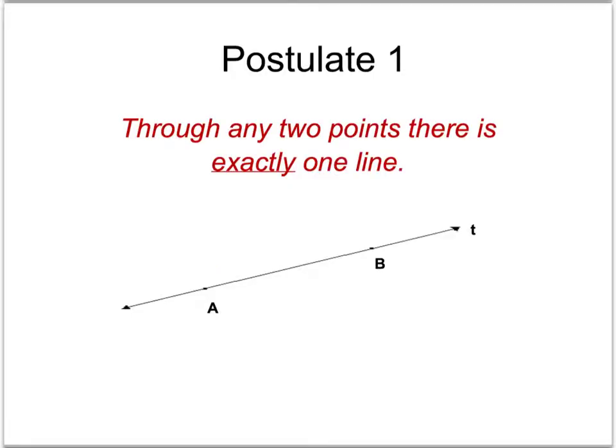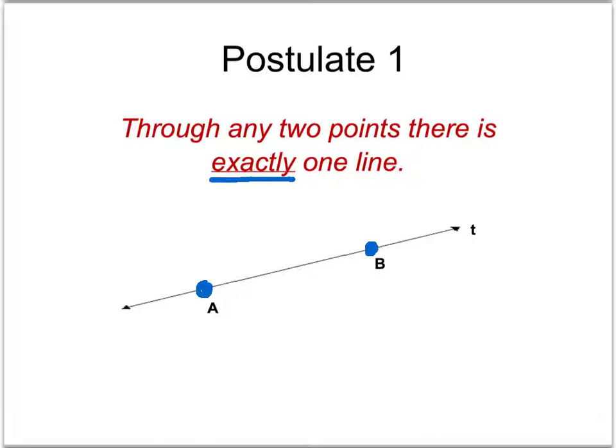Postulate number 1 says, through any 2 points, there is exactly one line. So basically, this postulate is telling us that any time that 2 points are given to us, like point A and point B, there's only one line that will exist between those 2 points. That's what the word exactly means. It means one and only one. There's no more than one line that will go through any 2 points.